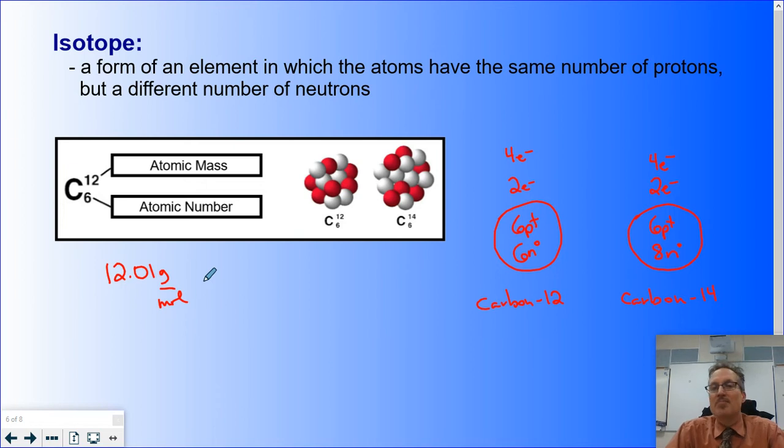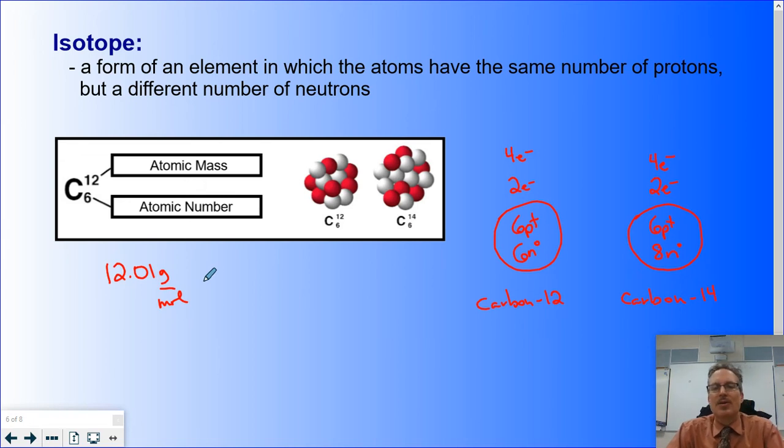You will notice that there are many numbers on the periodic table that are very, very close to a whole number. Carbon 12.01, hydrogen 1.01, nitrogen 14.01. And then we also have some that are dead on, which means they don't have isotopes. So something like helium is exactly 4.00. There are no isotopes of helium. Something like fluorine is exactly 19.00. There are no isotopes for fluorine.